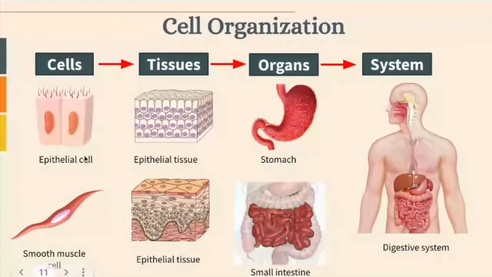Or another example is smooth muscle cells, which also will develop into tissues. But epithelial tissue has different kinds. We will learn after this: columnar, ciliated, cuboidal, and then it will also develop into the small intestine that also develops our digestive system. So this is the organization. From the cells, it will develop into the tissues. Tissues make up the organs, and organs make our body systems.